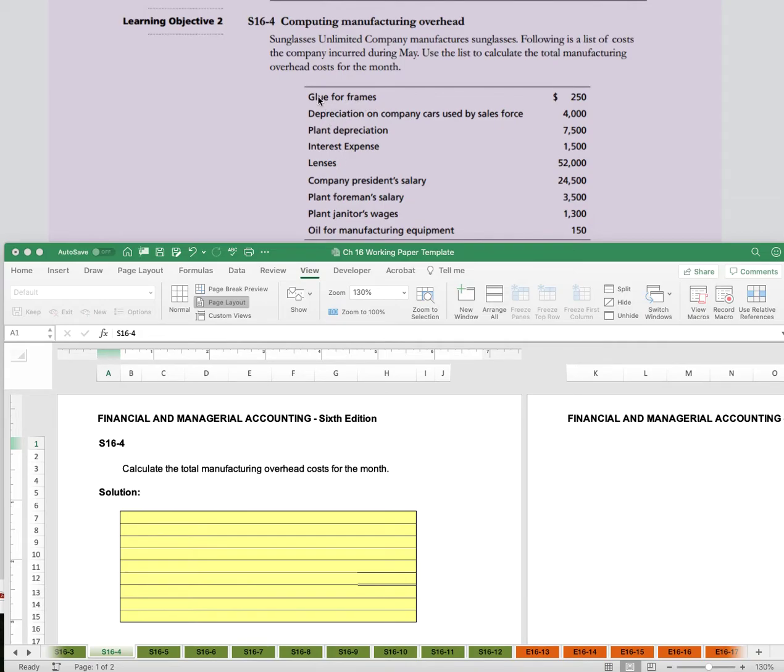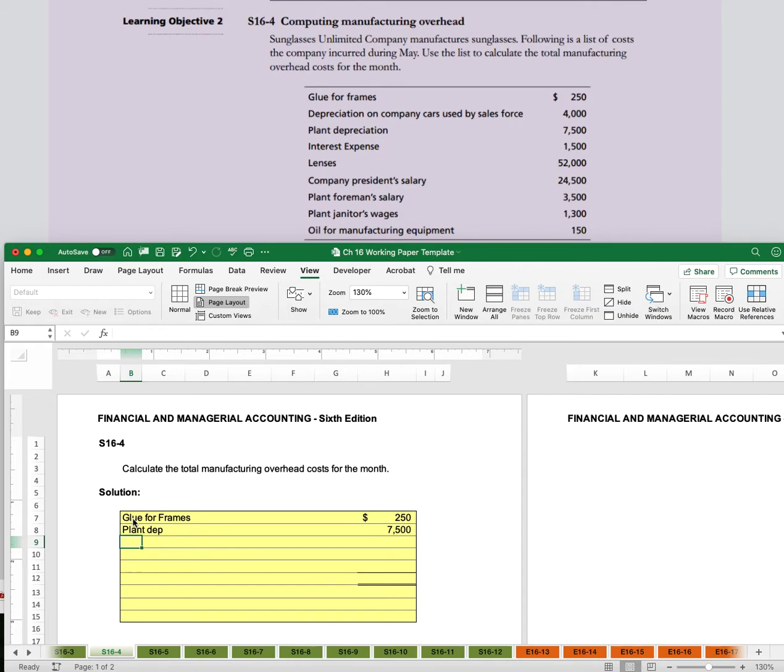Glue for frames is an indirect material, so we will include that. My heavens, if I could type. And it was $250. Depreciation on the company cars used by the sales force is a period cost, so we'll ignore that. Plant depreciation is specific to our product because it's the plant we're producing our product in, so we will include that for $7,500.